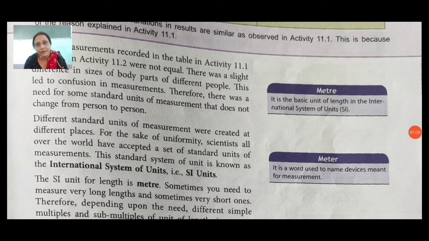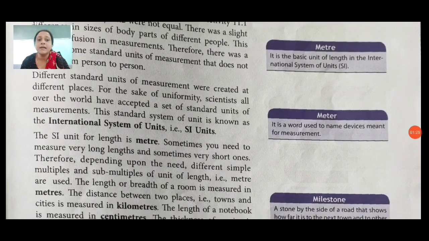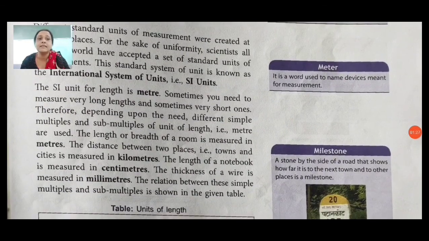For example, SI units. We have SI units which help us to measure any kind of distance. The SI unit for length is meter. Sometimes you need to measure very long lengths and sometimes very short ones. Therefore, depending upon the need, different simple multiples and sub-multiples of the unit of length, for example meter, are used.